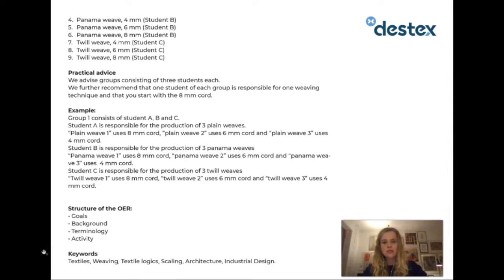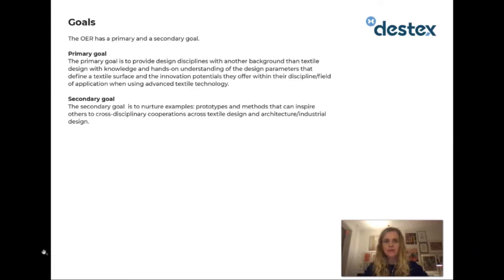And student C is responsible for the production of 3 twill weaves, starting with 8, followed by 6, and concluded by 4 millimeters. This OER is structured in 4 sections, starting with goals, followed by a background section, followed by a terminology, followed by a presentation of the activity. Keywords of this OER are textiles, weaving, textile logics, scaling, architecture, and industrial design.